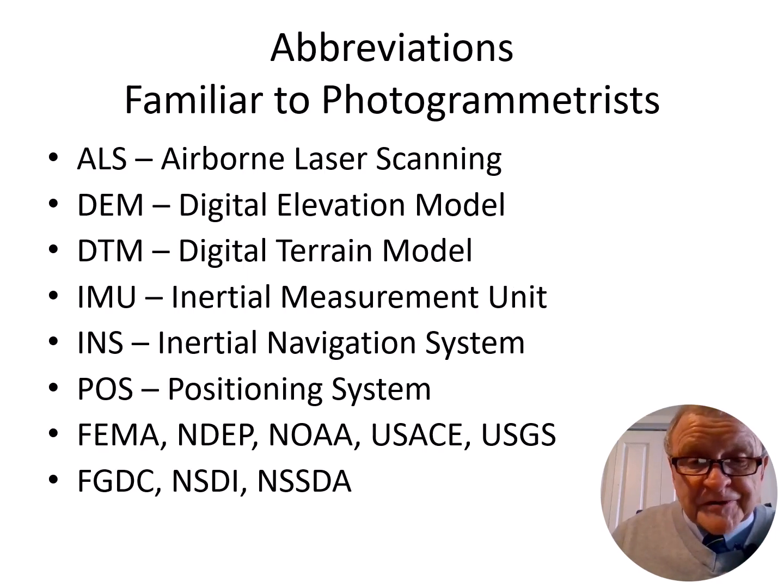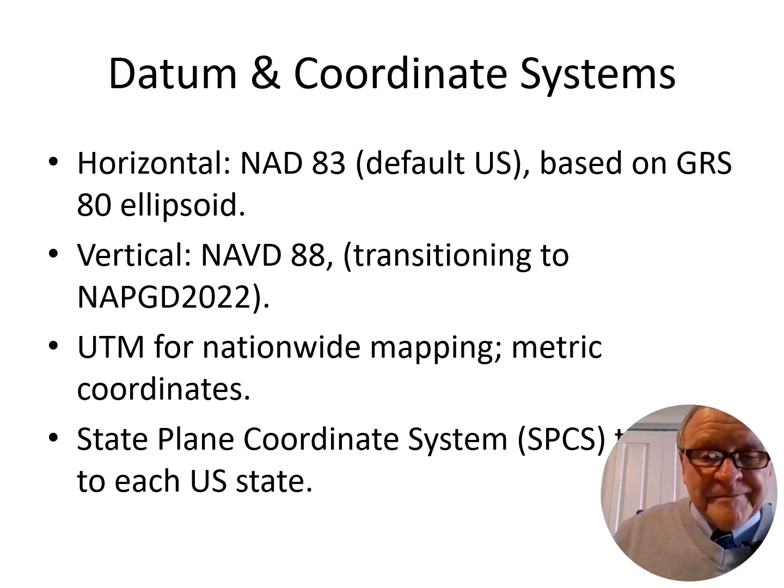Abbreviations, and these are familiar to all photogrammetrists, and they'll become very familiar to the client when he or she finishes their project. Datum and coordinate systems. Horizontal: NAD 83, default in the US, based on the GRS 80 ellipsoid. Vertical: NAVD 88, which will be transitioning to NAPGD 2022. UTM for nationwide mapping, metric coordinates. State plane coordinate system, specific to each US state.